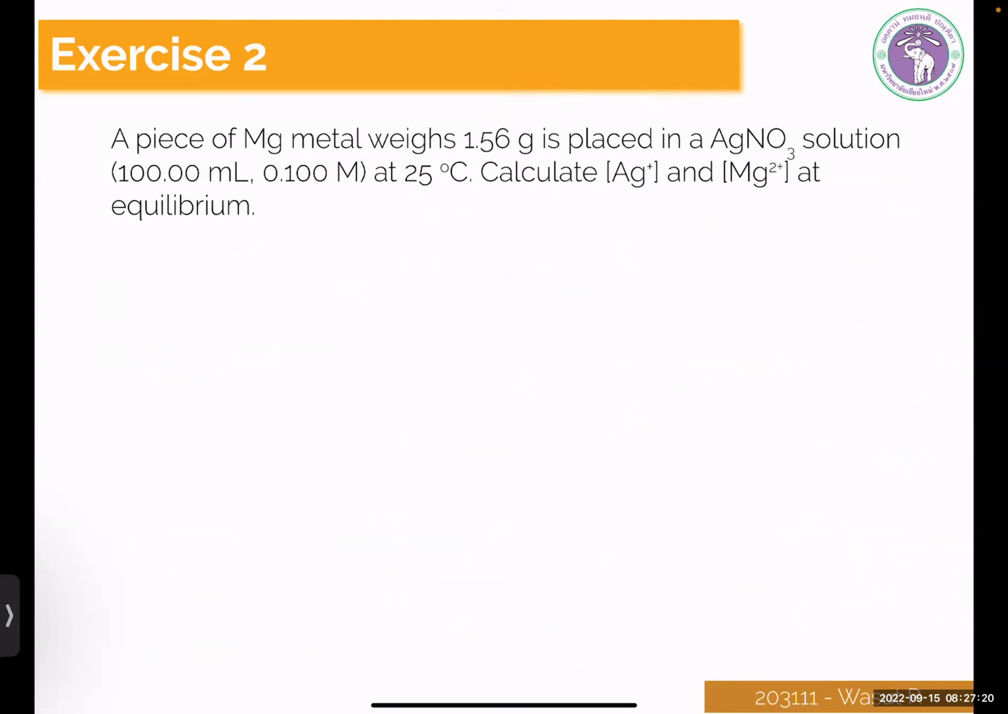So let's take a look at another example here. A piece of magnesium metal weighing 1.56 grams is placed in 100 milliliters of 0.100 molar silver nitrate solution at 25 degrees C. I want you to calculate the concentration of silver ion and magnesium ion at equilibrium. Okay? How do I do that?